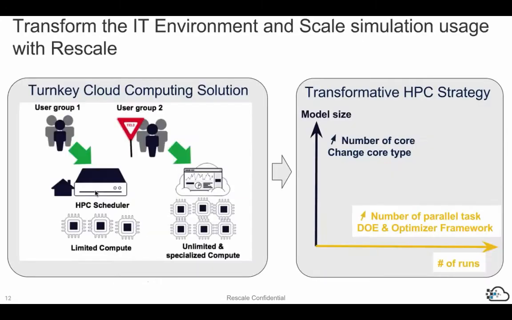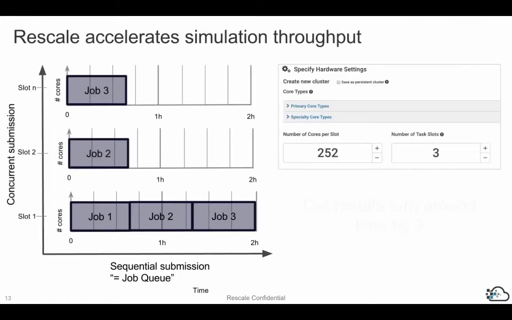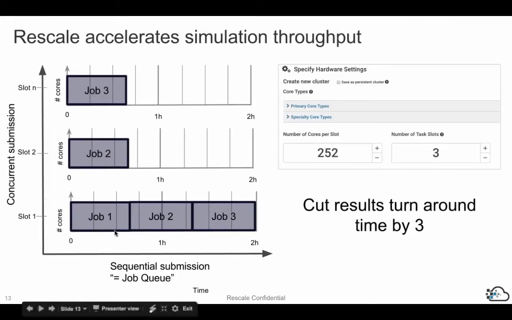of your results. But what's really interesting with the cloud too is instead of running jobs sequentially, you can also run them concurrently. So instead of just selecting the number of cores, you can also select the number of slots that you want to run. So that means you want to run three jobs concurrently here. So the result is, instead of waiting 2 hours for your result here, you're going to have your result back in 45 minutes, cutting the time by three.